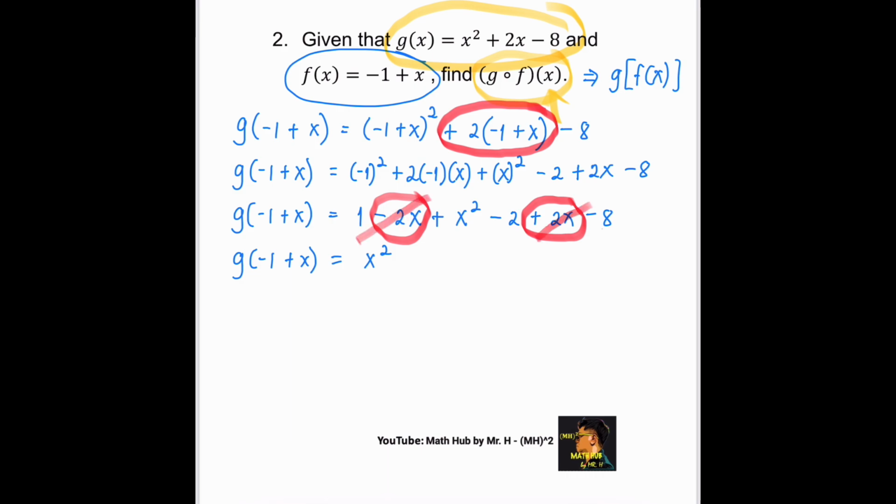And we combine all the constant terms, so we have negative 8, negative 2, and positive 1. Negative 8 and negative 2, if you put together, you get negative 10. So negative 10 plus 1 is negative 9. To make a conclusion, you can say that it is equal to x squared minus 9.